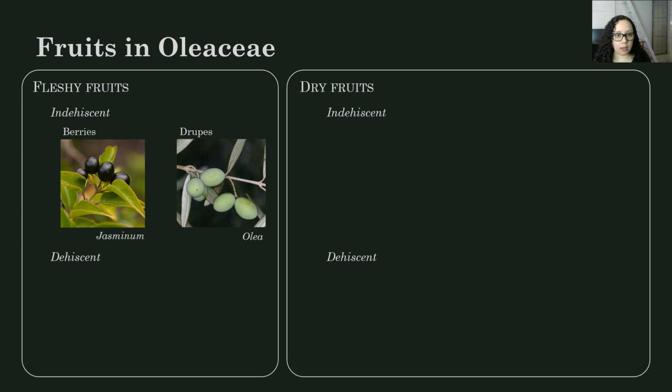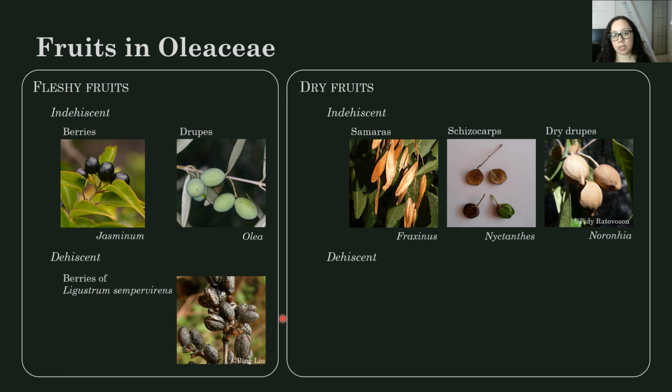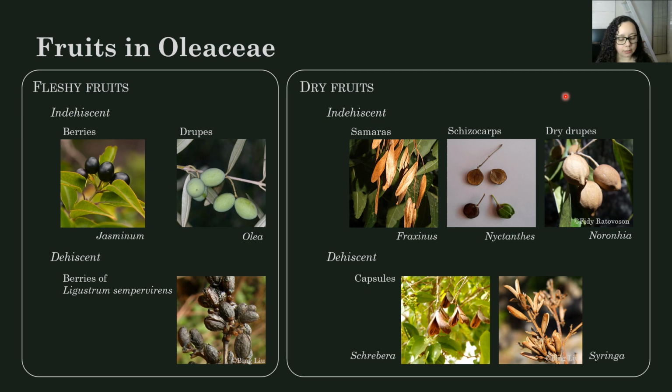So, fleshy indehiscent fruits like berries and drupes. It does have one species that has a fleshy dehiscent fruit. And here in the picture, we can see that one of the fruits is open. When it comes to dry fruits, it has several types of indehiscent dry fruits, samaras, schizocarps, dry drupes, these ones that contrast to the regular fleshy drupes. And lastly, it has the dry dehiscent fruits, which would be capsules, and here I have two pictures as examples.